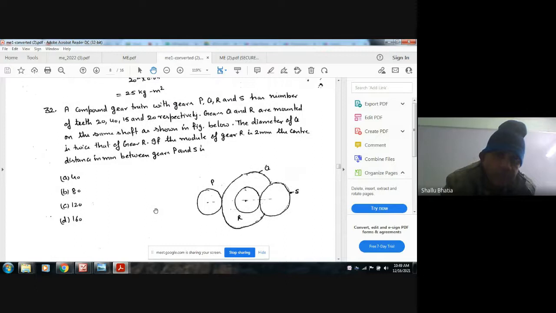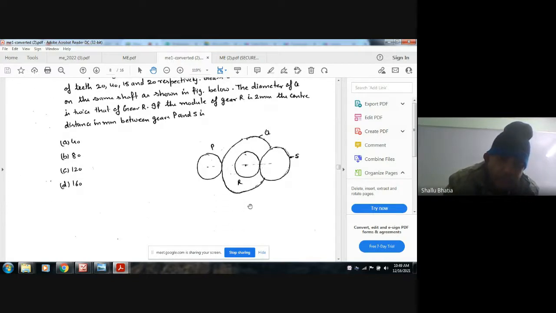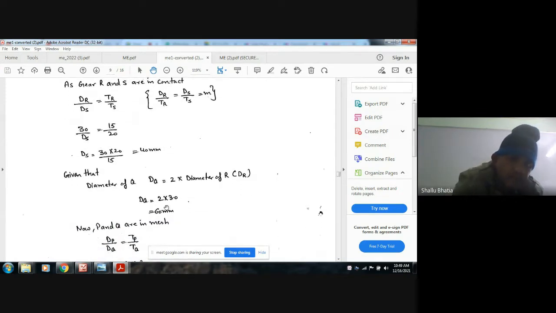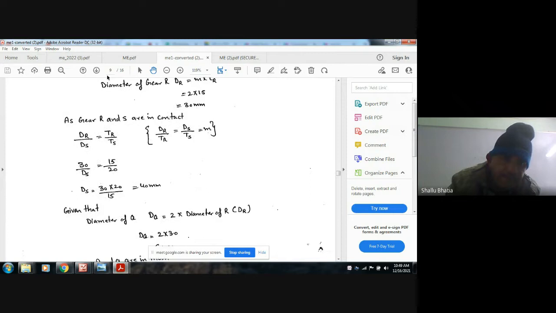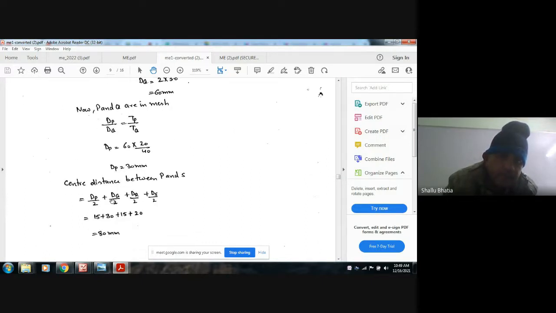Now Q and P are also in mesh. The diameter of Q is twice that of gear R. Since the diameter of R is known, we can find the diameter of Q. That is 2 into 30, so that will be 60. Now P and Q are in mesh, so we can find the diameter of P. That is 30 mm.